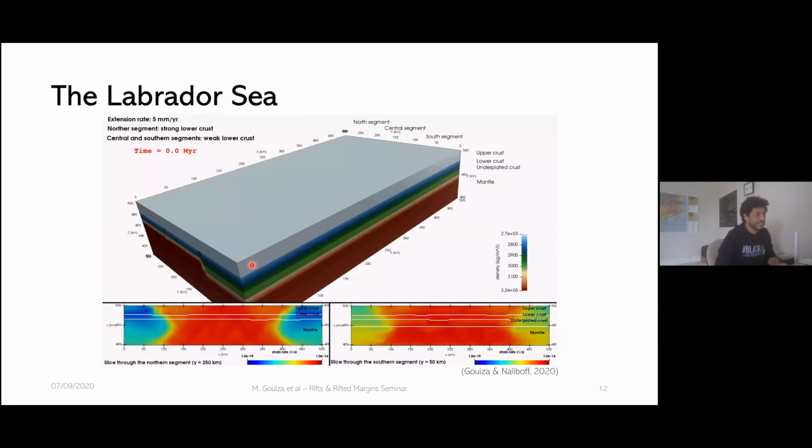So this is a 3D numerical model, and what I'm showing here, this is north, this is south, and you can see that we have the crust here. We have a thicker crust in the southern parts because we have this underplating that we see here. And then what I'm showing here is a section across the northern part and across the southern part. So this is a slice through the northern segment, and this is a slice through the southern segment.